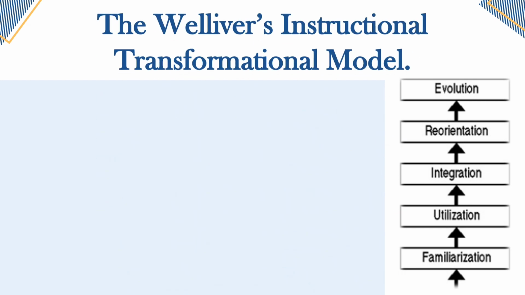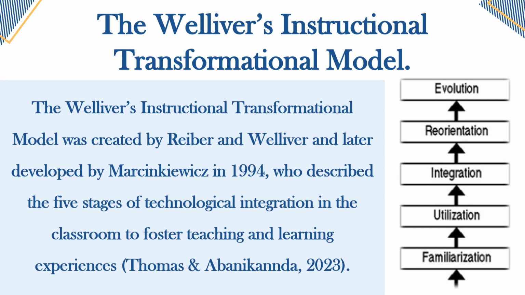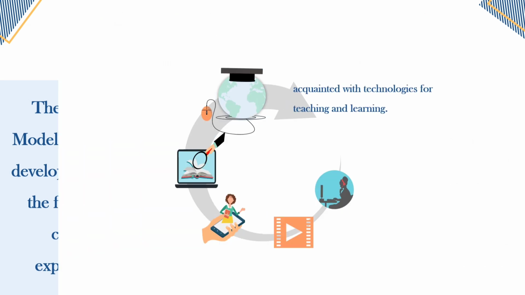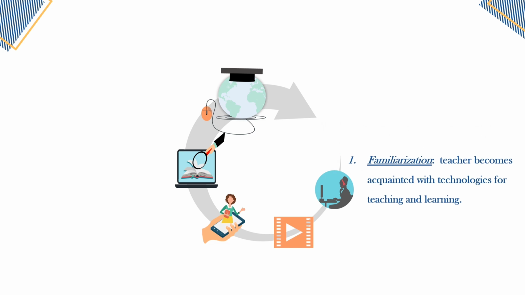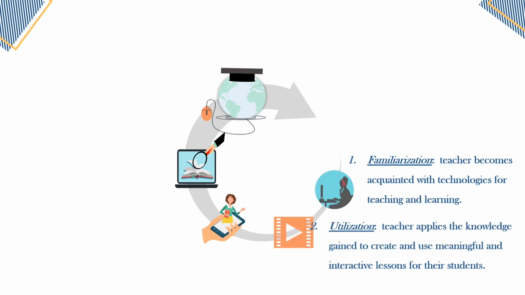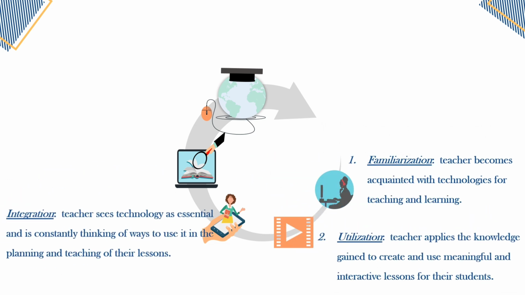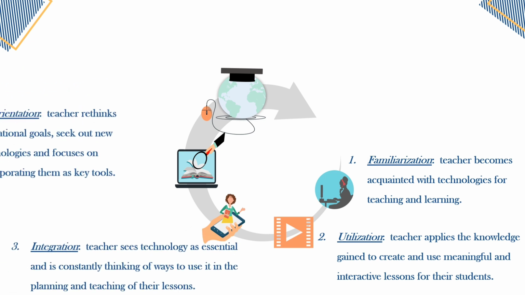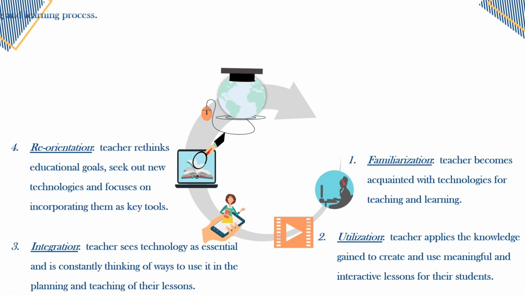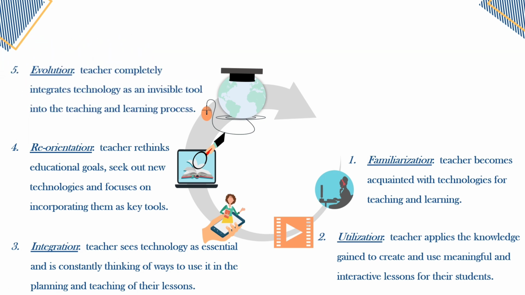The Welliver's Instructional Transformational Model. This model was created by Reber and Welliver, and it was later developed by Markinwick in 1994. This model described the 5 stages of technological integration in the classroom. These 5 stages are: 1. The familiarization stage, utilization stage, the integration stage, the reorientation stage, and the evolution stage.